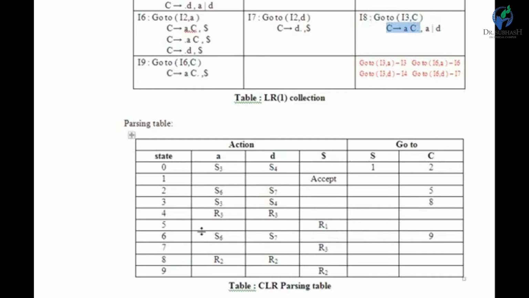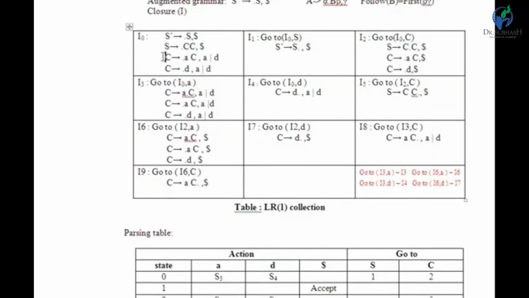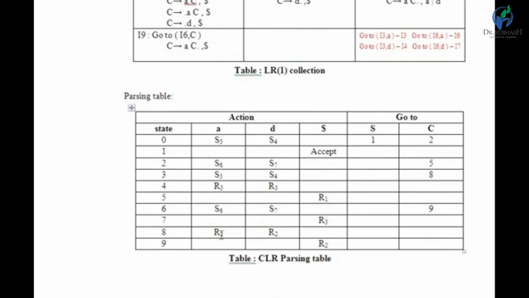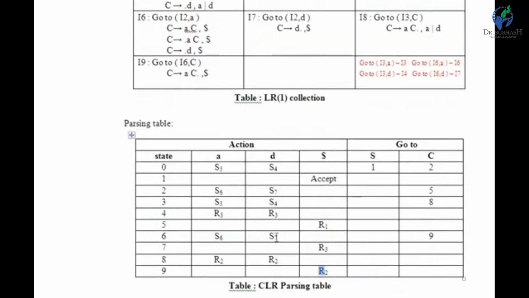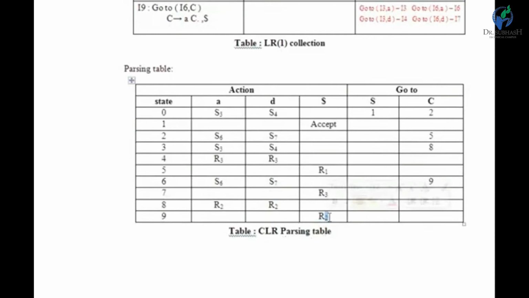Next I8, it's also a complete entry. So in the 8th row you have to write the reduce entry at lookahead A and D. So write reduce in the 8th row, A and D. C gives AC is at position number 2. So write down R2. In the 9th, it's also a complete entry. So in the 9th row, write the reduce entry at lookahead dollar. C gives AC is at the second position. So write down R2. So this is your CLR parsing table.